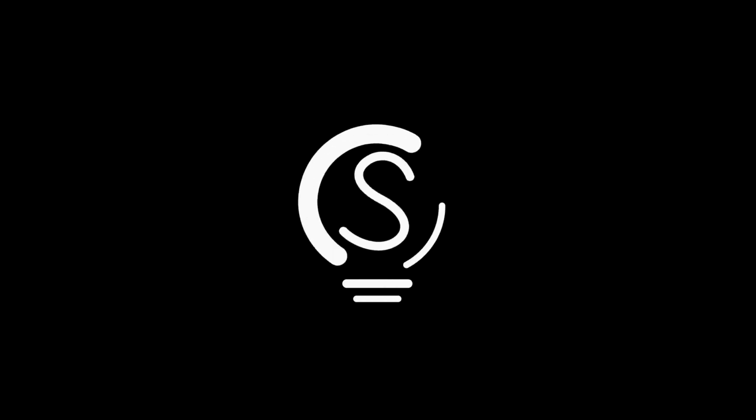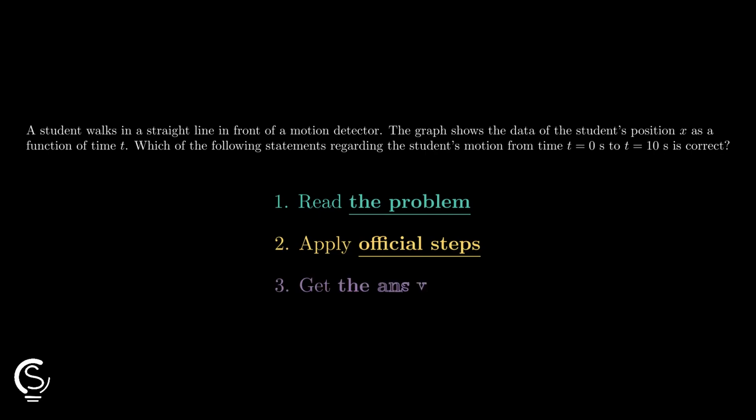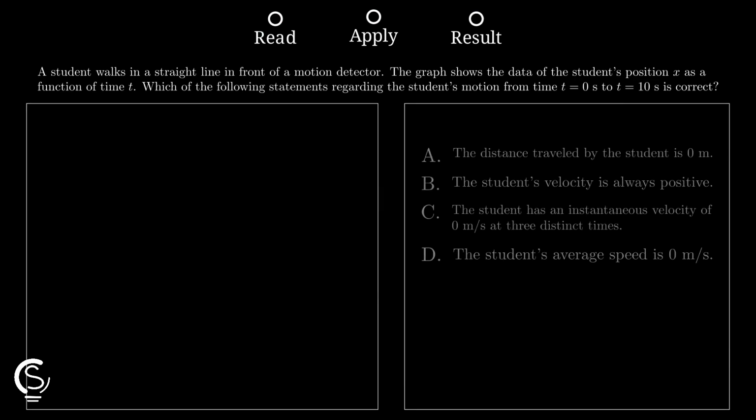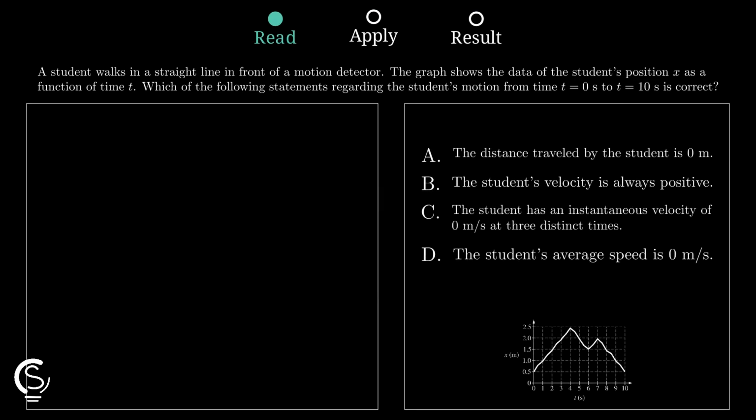Let's level up. Motion graphs can be tricky, but we can solve this position-time problem fast by looking at the slope to find the student's velocity quickly. The instantaneous velocity of the student is represented by the slope of the position-time graph at any specific point, so we need to find where that slope is exactly 0.